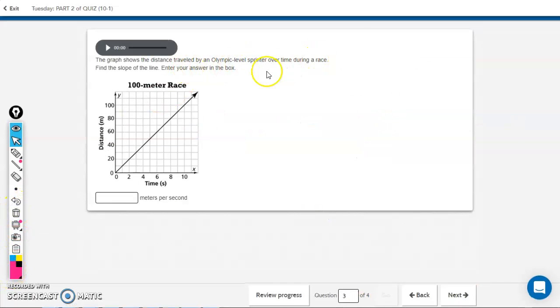Okay, Olympic sprinter, find the slope. All right, so once again, you're doing rise over run. Okay, so you have to pay attention to the points now. Just think about where you're starting and where you're going. You can actually pick any 2 points on the graph. You just have to reduce your final answer here.